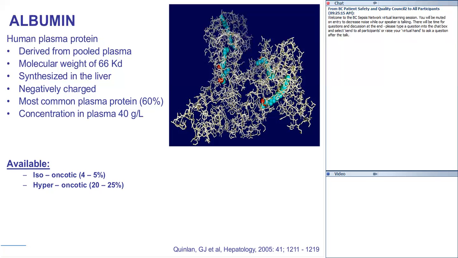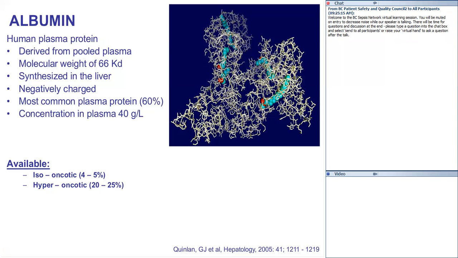Well, what about albumin? Albumin is another colloid that we have approved for use in our critically ill here in Canada, as a resuscitation fluid. We know that albumin is derived from pooled plasma. Its molecular weight is about 66 kilodaltons. It's made in the liver. It's negatively charged. It's the most common plasma protein that we have available in our intravascular space, and its concentration in our plasma is about 40 grams per liter.